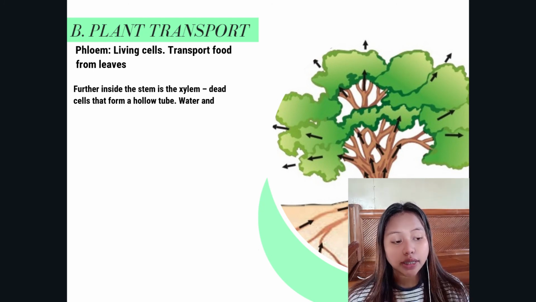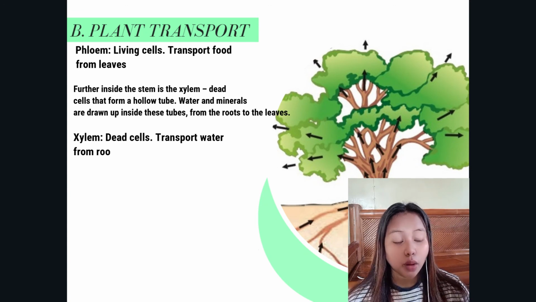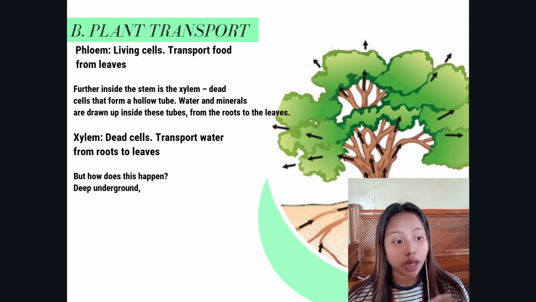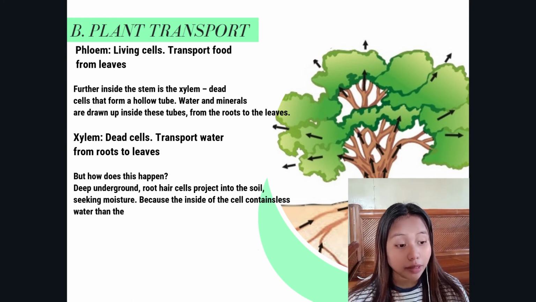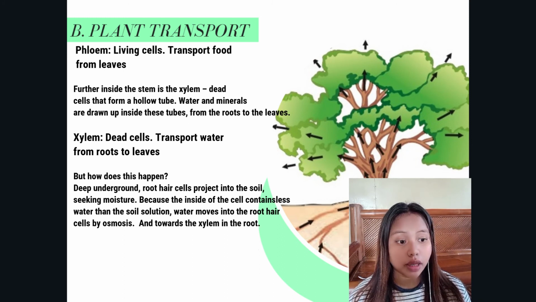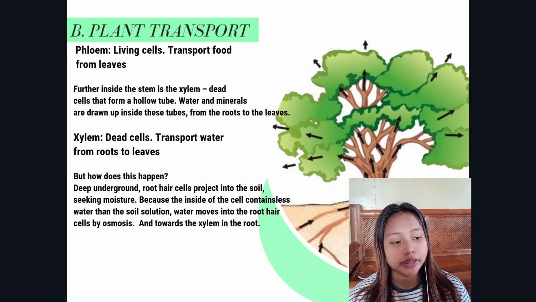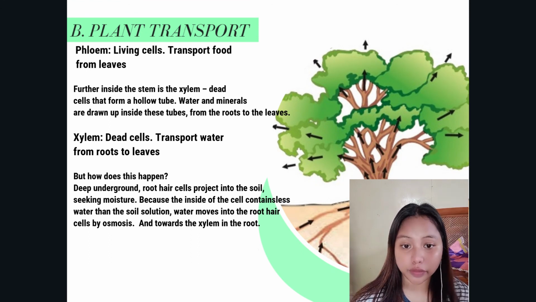Further inside the stem is the xylem, dead cells that form a hollow tube. Water and minerals are drawn up inside these tubes from the roots to the leaves. Xylem dead cells transport water from roots to leaves.